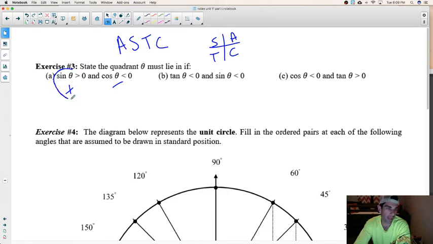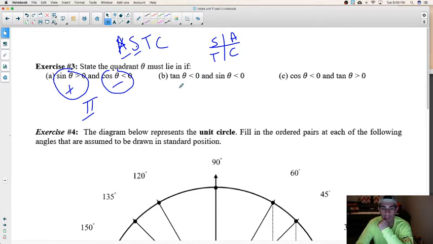Where is the sine positive? Okay, it's in the first quadrant and the second quadrant, but the cosine has to be negative, so that means you can't be there. So you're right there in the second quadrant, okay? Let's do another one.